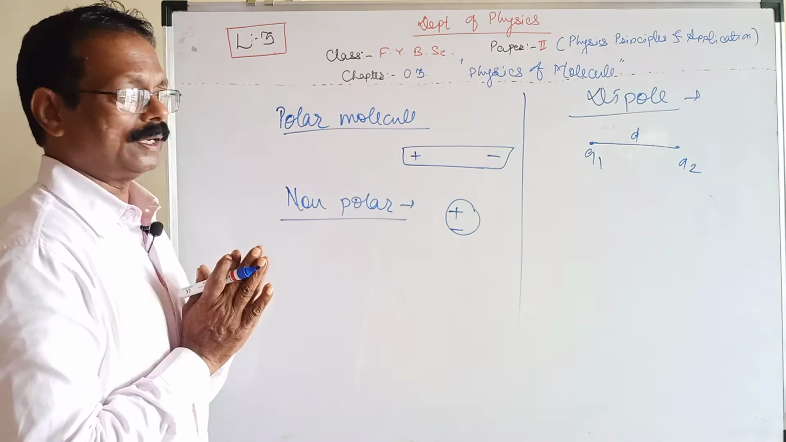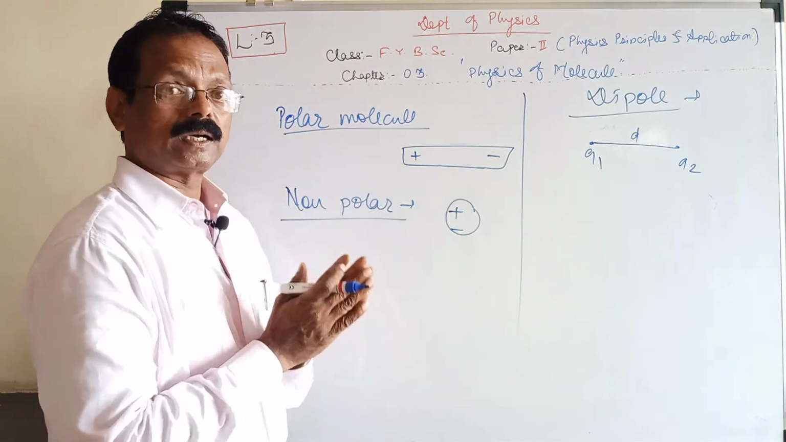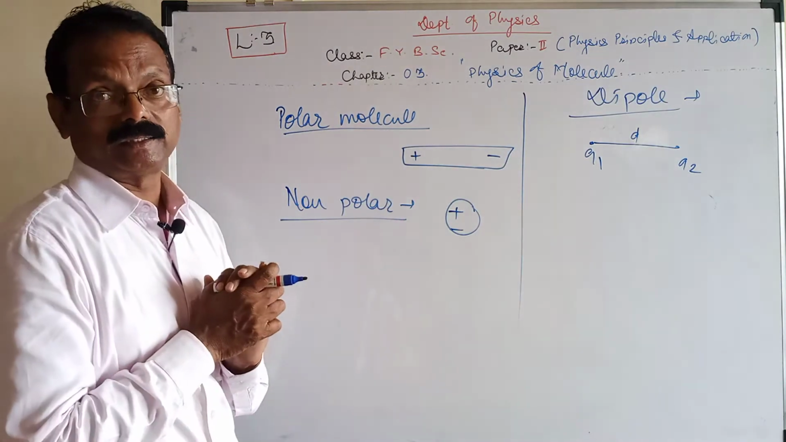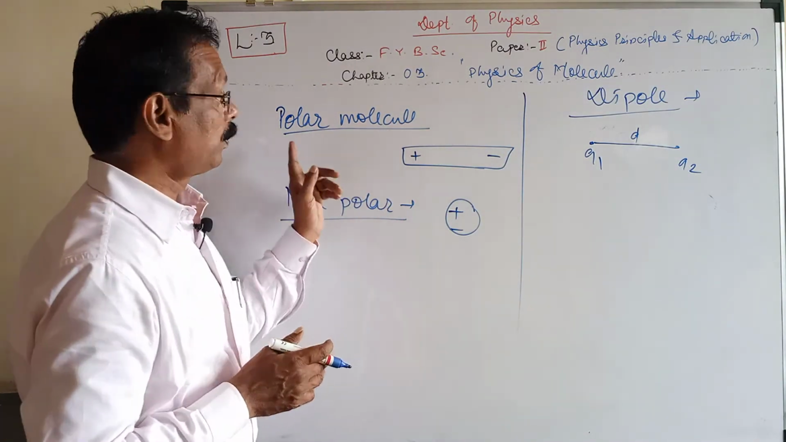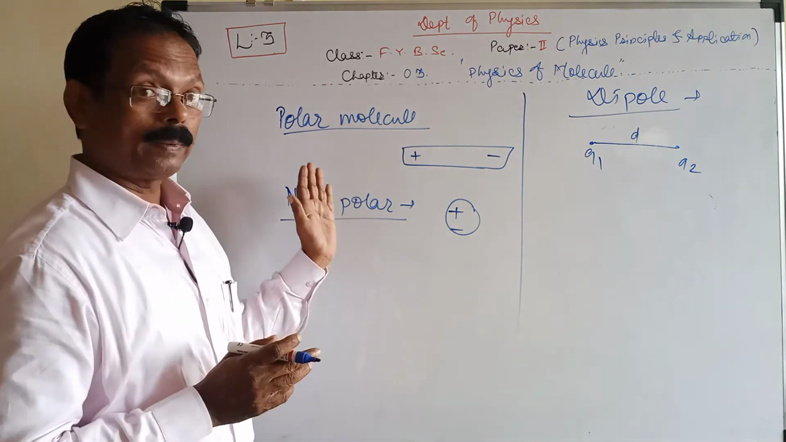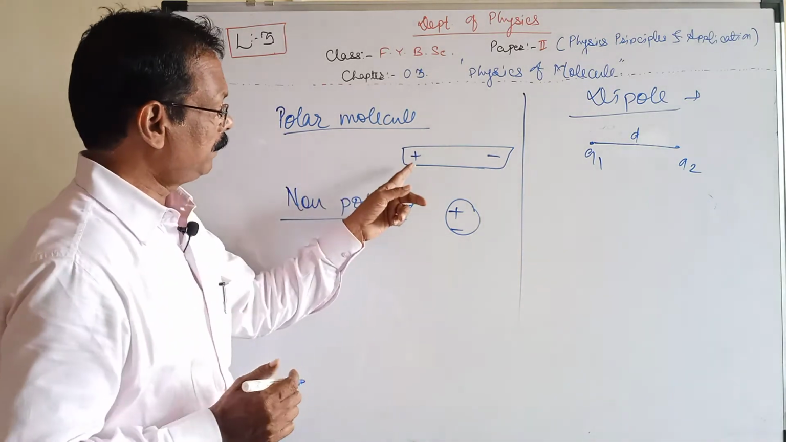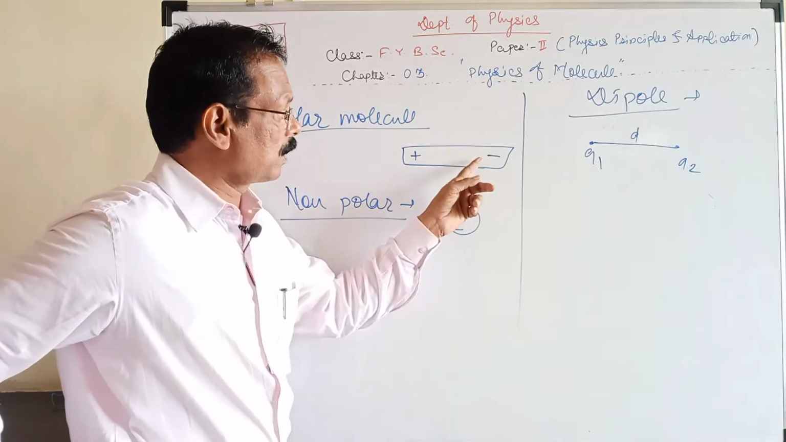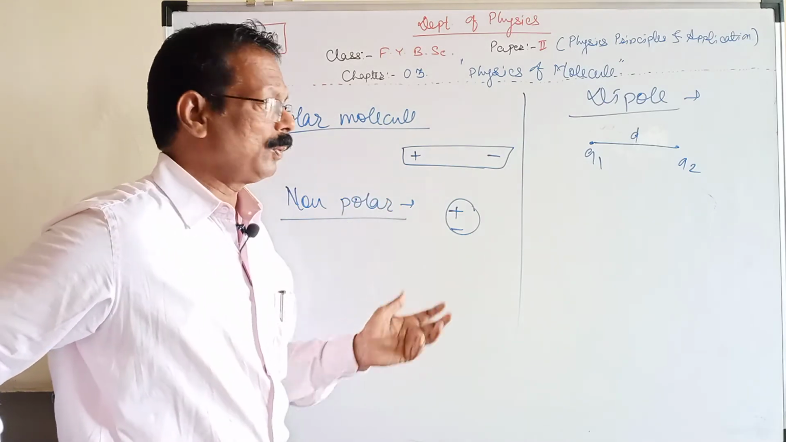In a polar molecule, the center of gravity of positive charge and the center of gravity of negative charge are separated by some finite distance d. So we make one statement here: the polar molecule has a permanent electric dipole moment. So when the center of gravity of positive charge and the center of gravity of negative charge are separated by some finite distance d, they form a polar molecule.